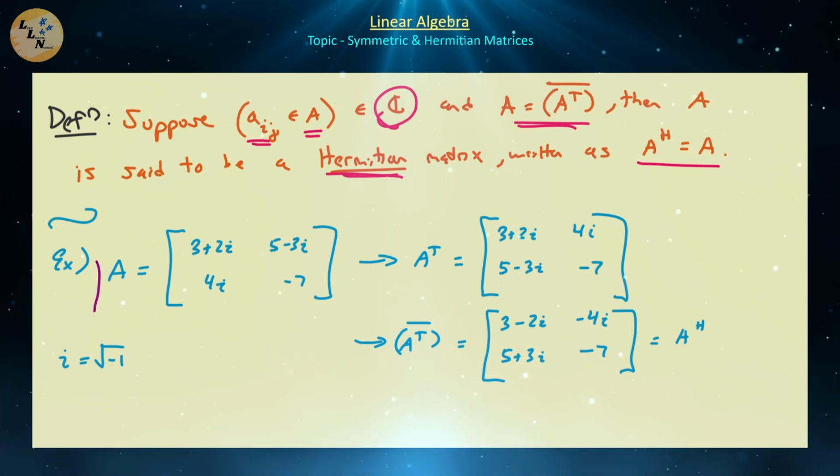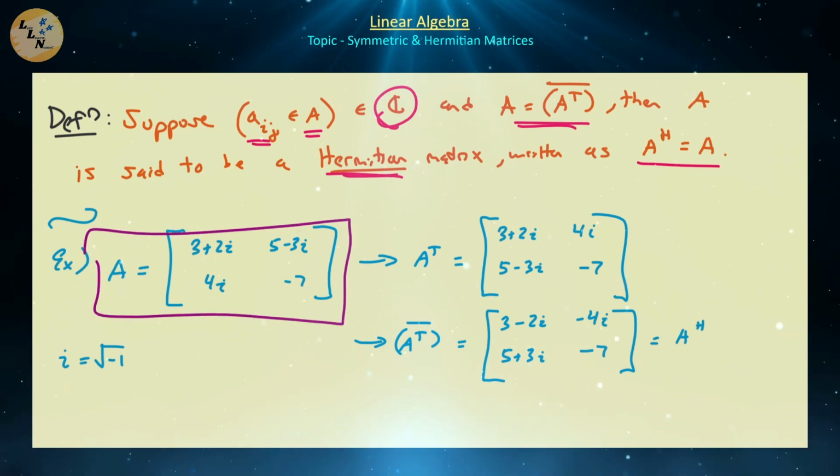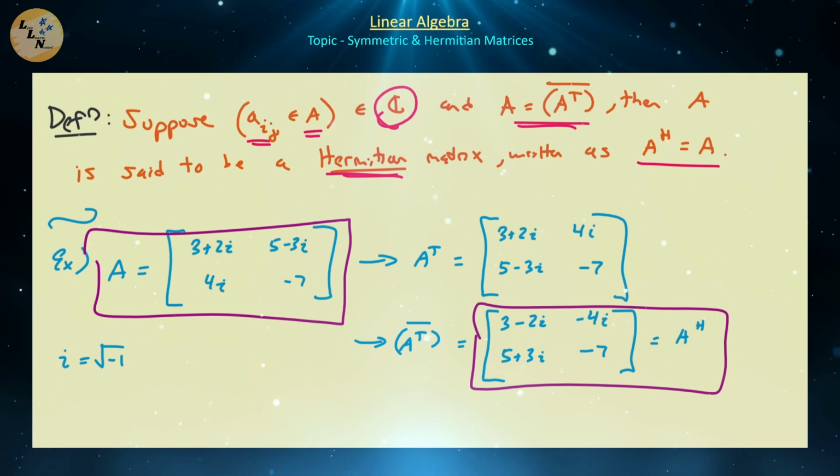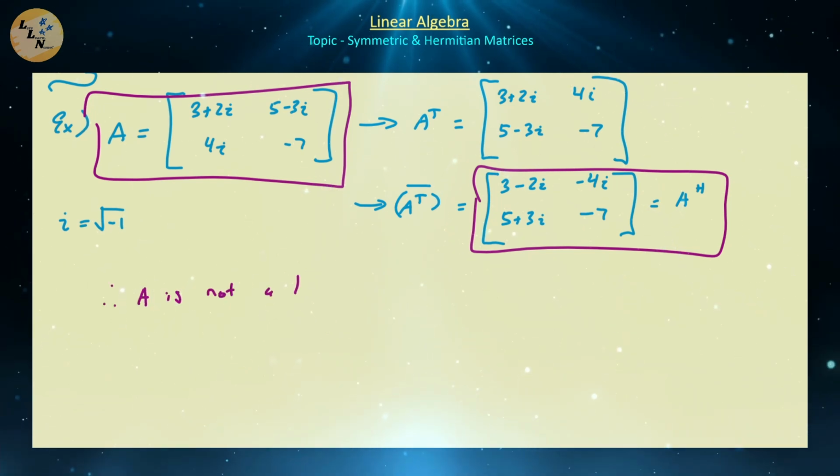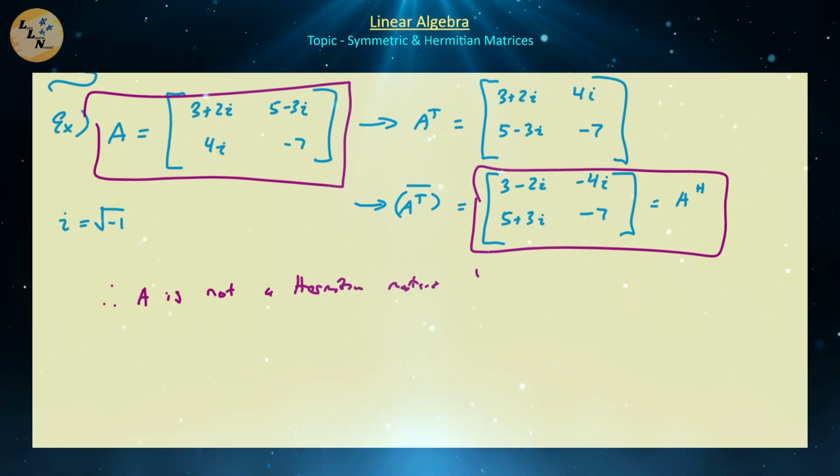So then we can look at this original matrix A and the Hermitian of that particular matrix, and we can compare. Are these matrices the same exact matrix? Obviously not. Therefore, we can conclude that A is not a Hermitian matrix, right? Which is kind of a sad day for A, I guess.